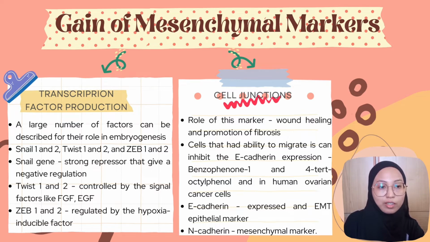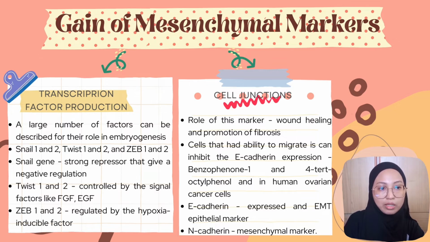For the gain of mesenchymal markers, this includes transcription factor production and cell function. For transcription factor production, a large number of factors have been described for their roles in embryogenesis and have been associated with EMT. SNAIL1 and 2, TWIST1 and 2, and ZEB1 and 2 are the deciding factors for the roles of the cell type. The SNAIL gene is usually a strong repressor that gives negative regulation of the EMT markers claudins, occludin, and E-cadherin.